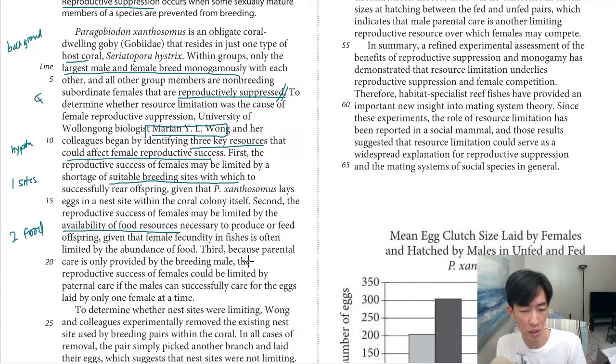Third, this is in line 19, because parental care is provided by the breeding male, the reproductive success of females could be limited by paternal care if the males can successfully care for the eggs laid only by one female at a time. So that's basically saying the males can't really take care of too many kids at once. So the third one is, they call it paternal care.